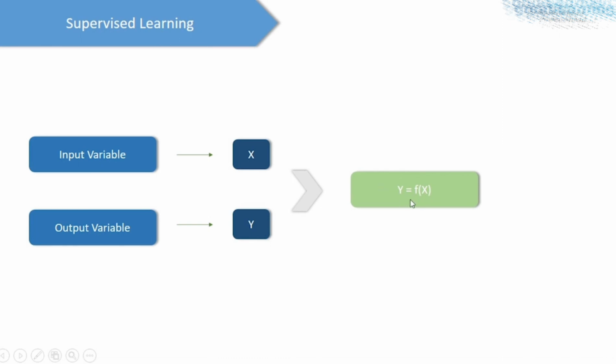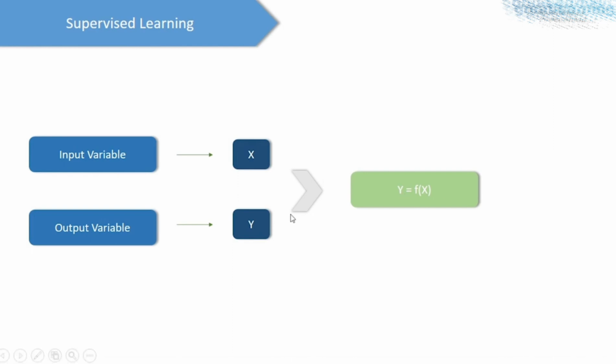So what you see over here, Y is equal to function of X. This basically means that X is your independent variable and Y is your dependent variable. So the names are very intuitive, isn't it? We call X the independent variable because this is what influences Y. And since Y is dependent on X, we call this the dependent variable.